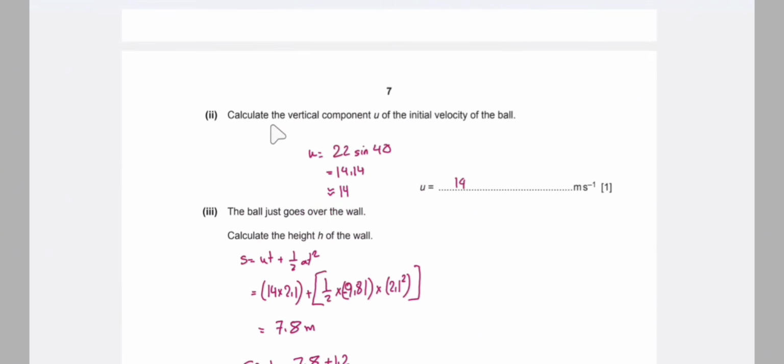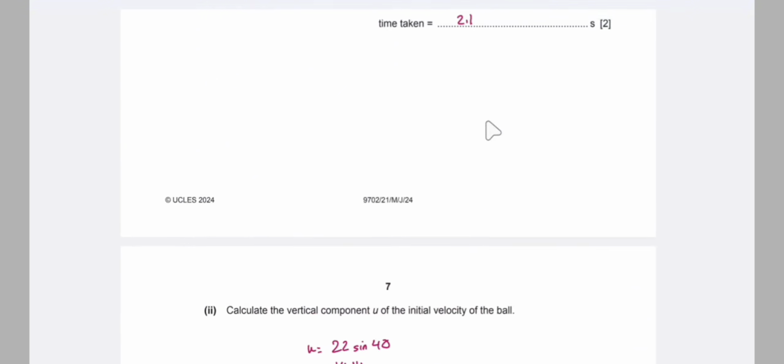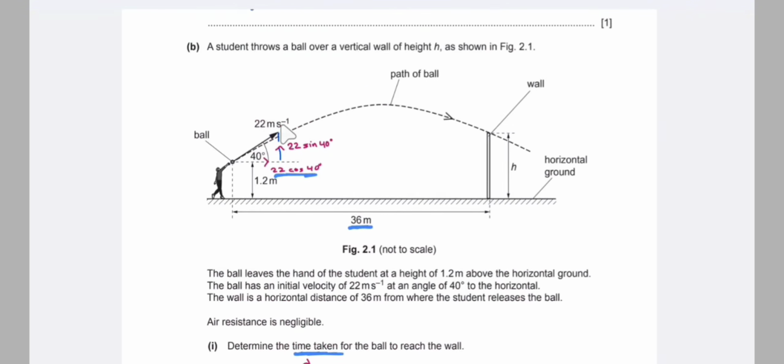Then calculate the vertical component u of the initial velocity of the ball. So what is the vertical component? Using the right angle triangle, let's consider the angle as theta. Sine theta is equal to opposite by hypotenuse, and we need to find this opposite side.